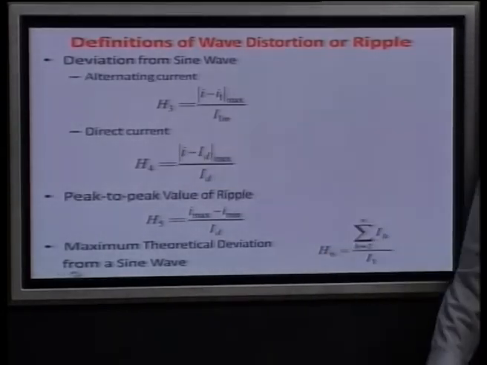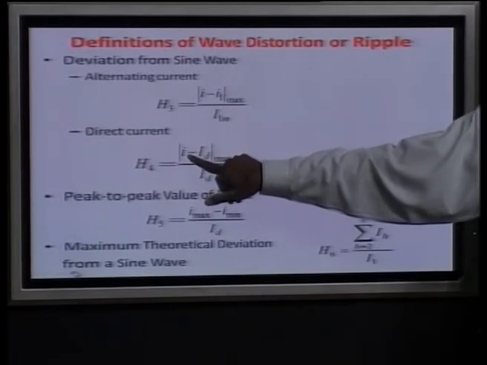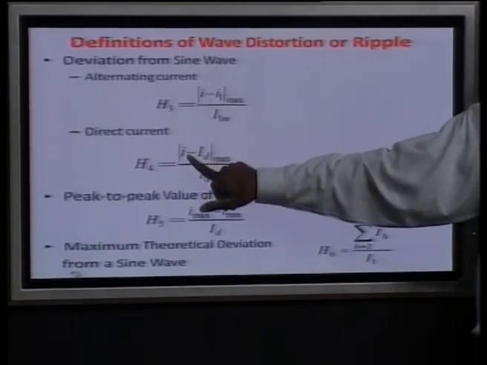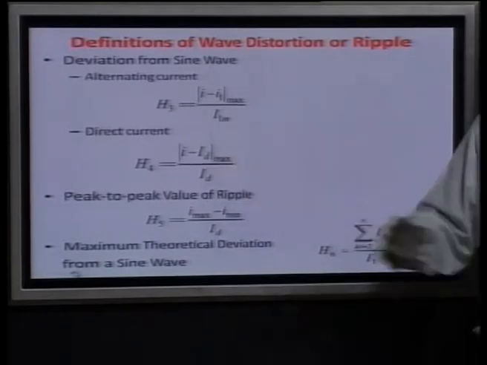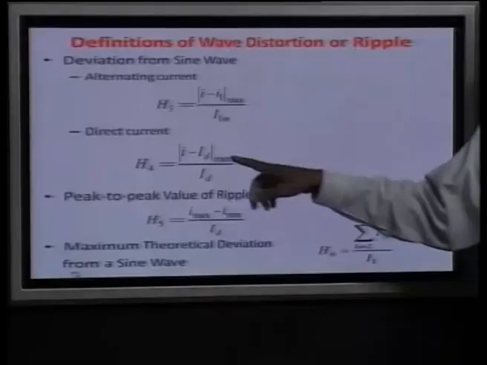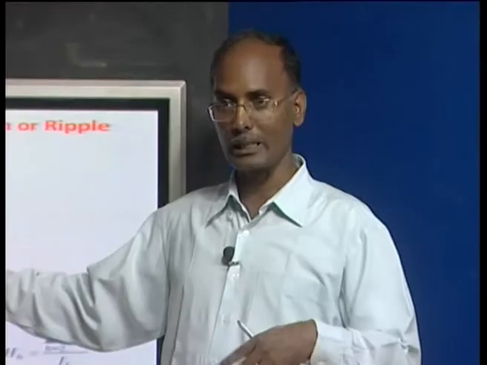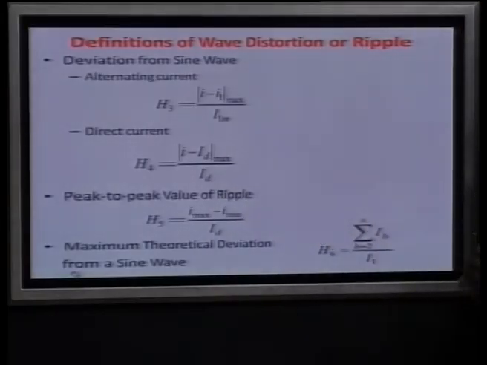Similarly, in the DC, if your current is not perfect DC, it has some instantaneous value, some current which is changing with time, then you subtract your average current, and then we take the absolute value where the maximum is appearing, because it will be changing, maybe somewhere it is 0 also, maybe negative. So we are talking here about the maximum difference divided by your average value, for direct current.